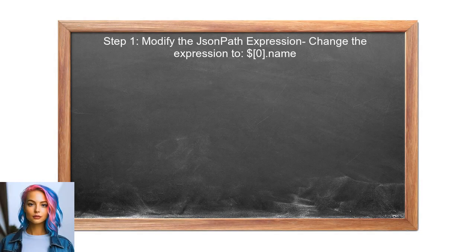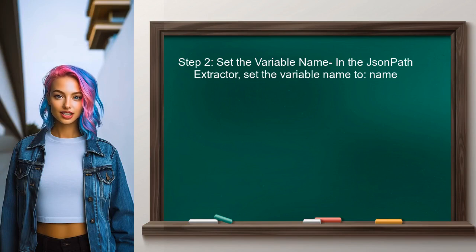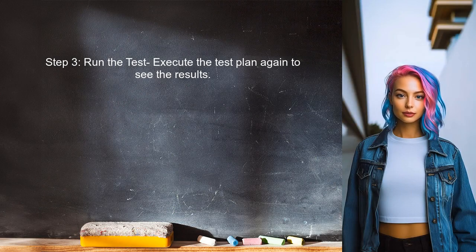To extract the name from the JSON data without the array format, the user should modify the JSON path extractor settings. First, they need to change the JSON path expression to simply access the first element directly. Next, the user should ensure that the variable name is set correctly in the JSON path extractor. This will allow them to store the extracted value without the array brackets. After making these changes, the user should run their test again. This will extract the value of name directly as a string instead of an array.